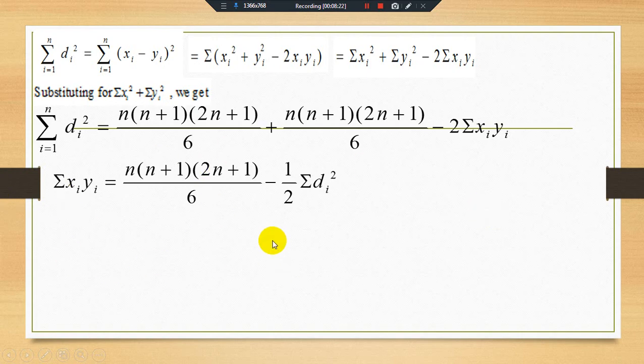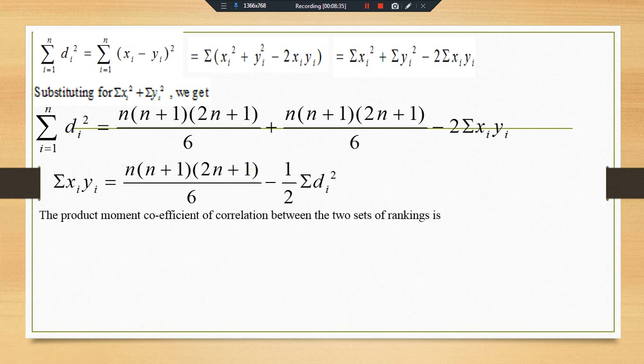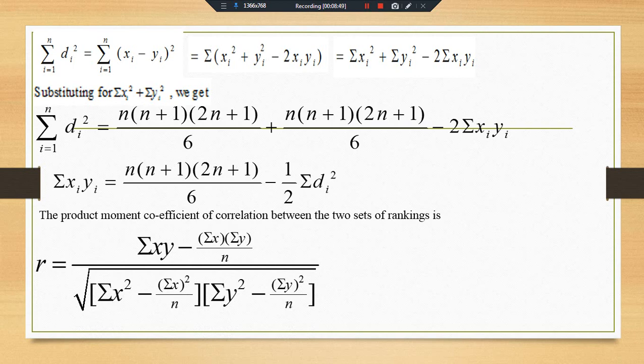So after taking the LCM and solving this equation, we get summation xi yi is equal to this equation. So this is known as the product moment coefficient of correlation between the two sets of ranking. Now we have the simple correlation formula, the formula for correlation when we have x and y, two variables here.